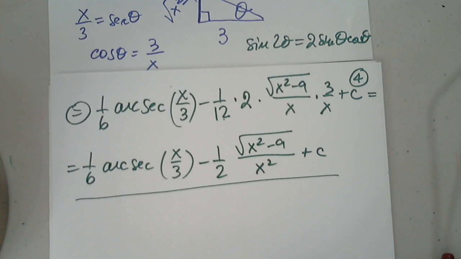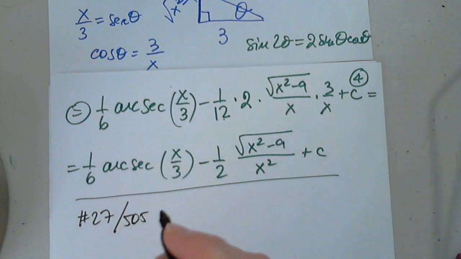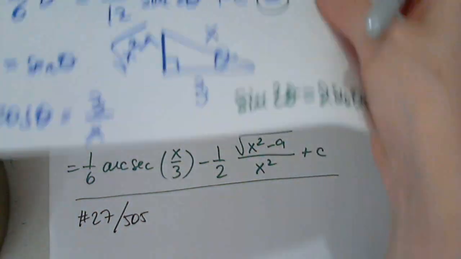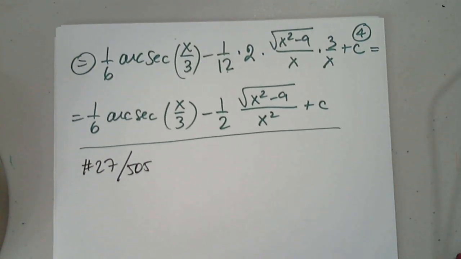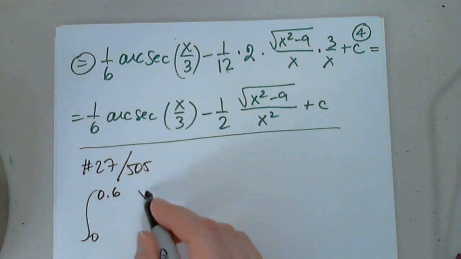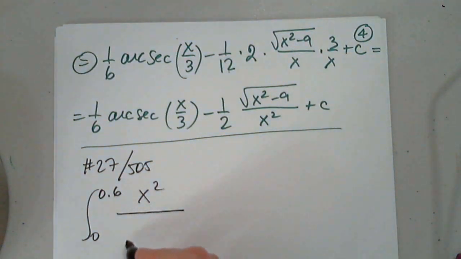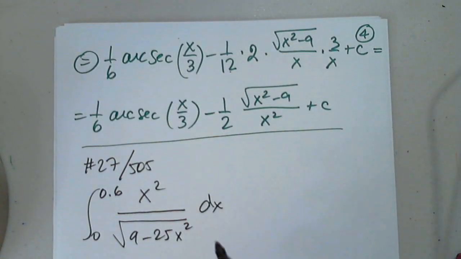I hope this one is clear. Let's move on to the next one. Let's look at 27 on the same page, 505. Good. We have the integral from 0 to 0.6, they say, of x squared divided by the square root of 9 minus 25x squared dx.